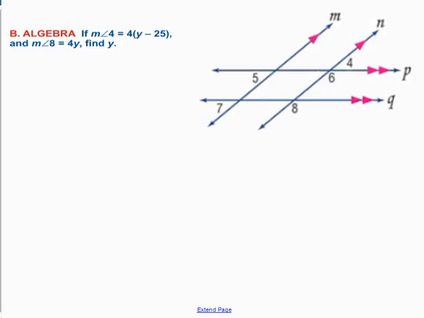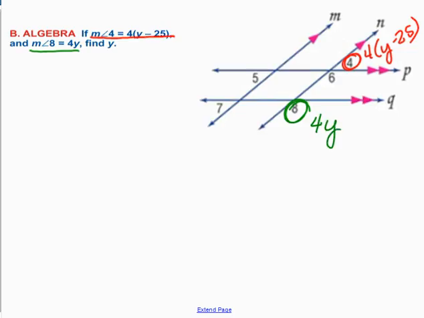Now we're looking at another one. We have measure of angle 4 equals 4 times the quantity of y minus 25. And we have the measure of angle 8 is 4y. All right, well, let's find those angles in the drawing. Now, angle 4, that is 4 times the quantity of y minus 25. Angle 8, that is 4y.